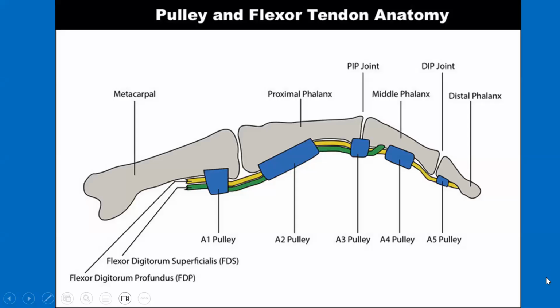This shows you the various pulleys. You can see the A2 pulley, which is most important, and the A4 pulley. These are the ones in blue. If these are torn, then the tendons will bowstring. This would weaken the function of the finger, and it will be ugly looking. Pay attention to where the A1 pulley is, where the A2 pulley is, and where the A4 pulley is.